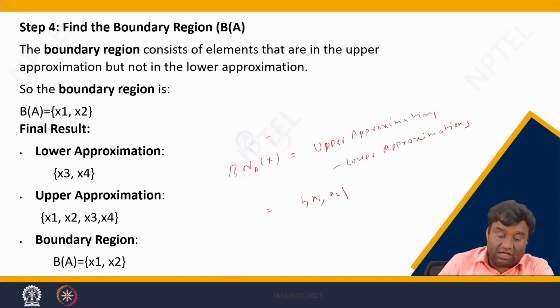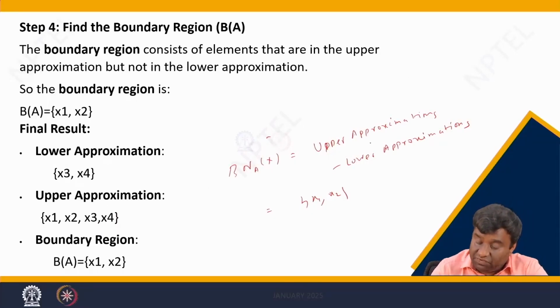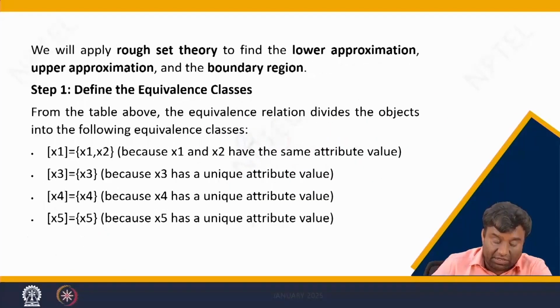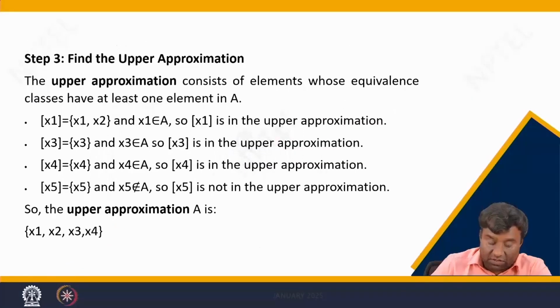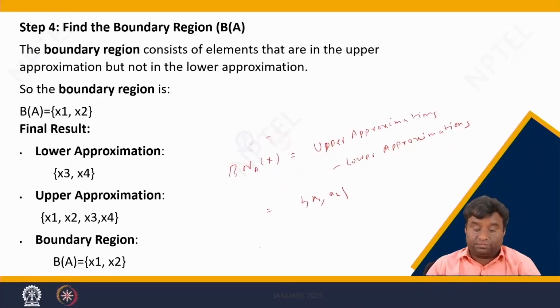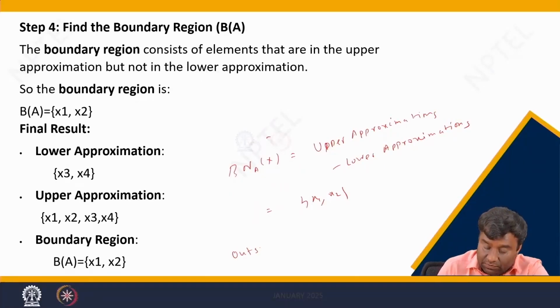So you can say the boundary region is the difference between the upper approximation and the lower approximation. That is {x1, x2, x3, x4} minus {x3, x4}, so that is {x1, x2}. Here you can say the outside region is the universe minus the upper approximation. So you will get the outside region is only x5. Outside region is U minus the upper approximation of X, which is only x5.